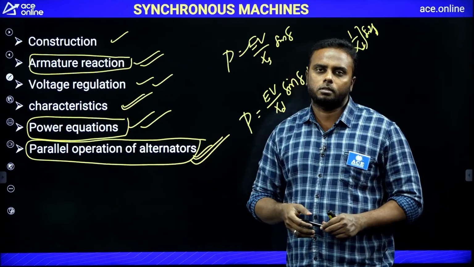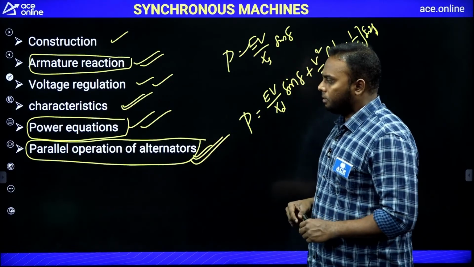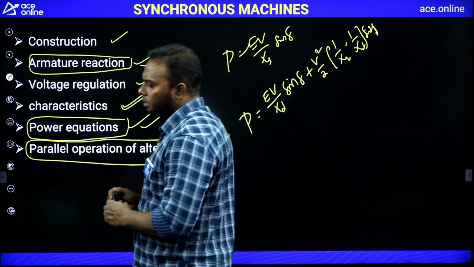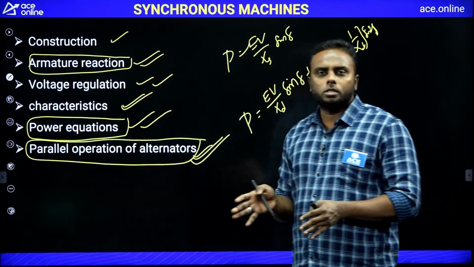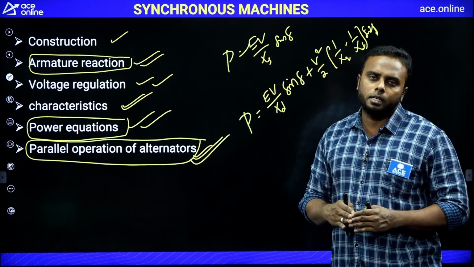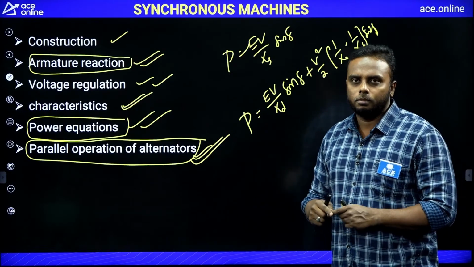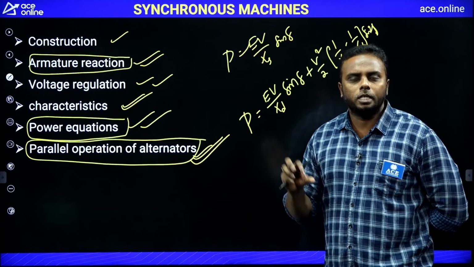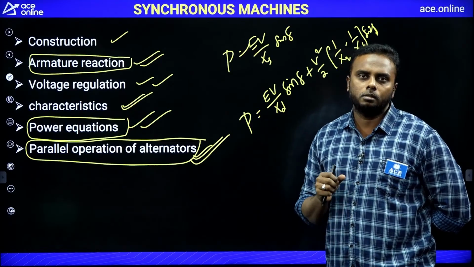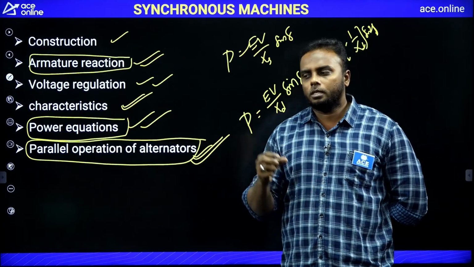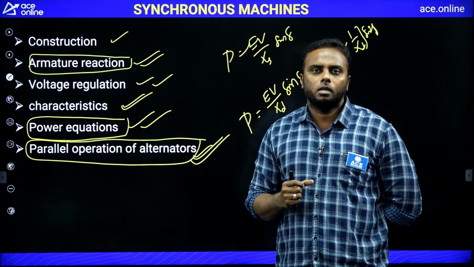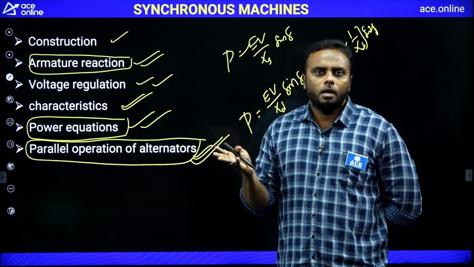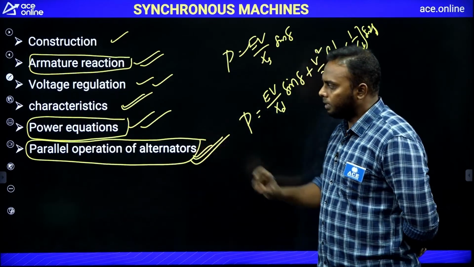Regularly there are questions. In parallel operation, first you need to see the conditions to operate alternators in parallel. After that, with two alternators operating in parallel, what are the variations and disturbances? If excitation changes, what happens? If mechanical input changes, what happens? In the two alternator case. And there are some numericals also on two alternators.